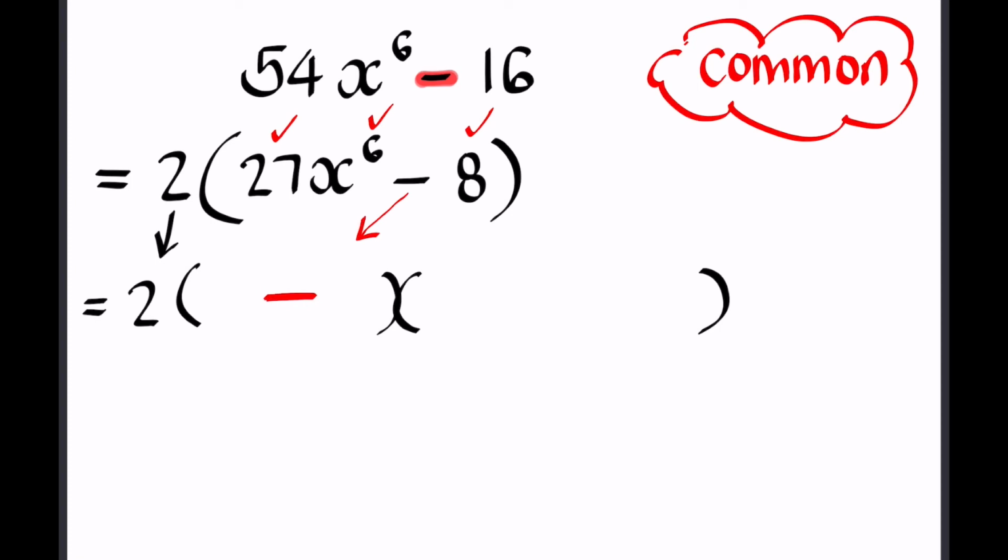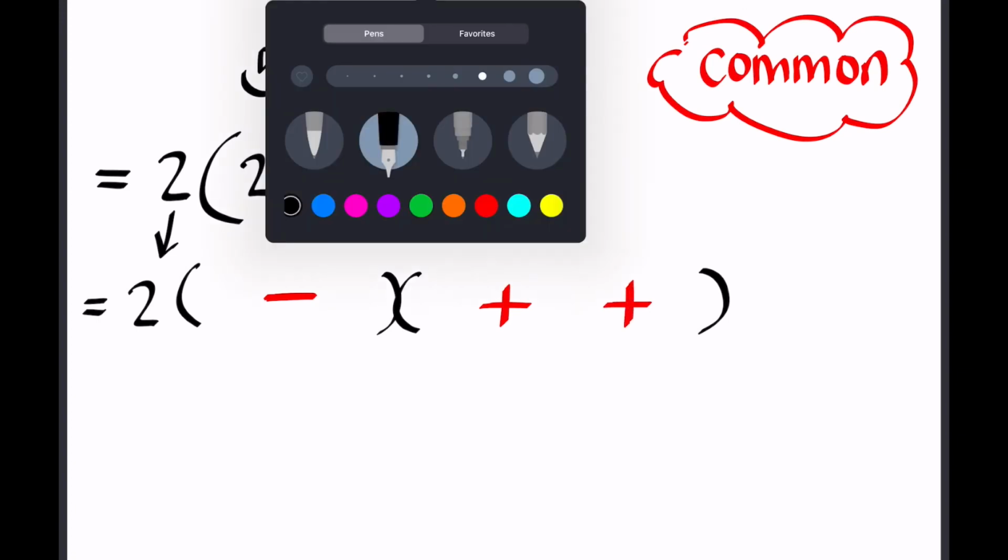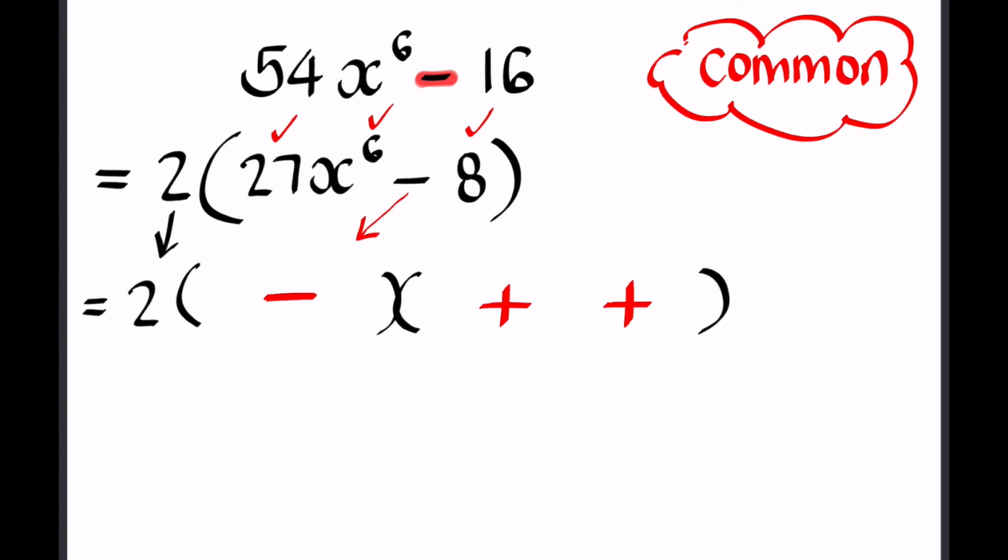Then the first sign in the second bracket will be opposite whatever I've just written. So I've just written a negative, which means it's going to be a positive, and the third term will always be a positive. To get what goes inside my first bracket, I'm going to cube root my first two terms. The cube root of 27 is 3, and then the cube root of x to the 6 is x squared. The cube root of 8 is 2.